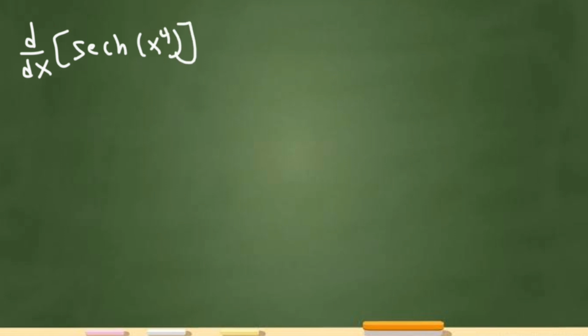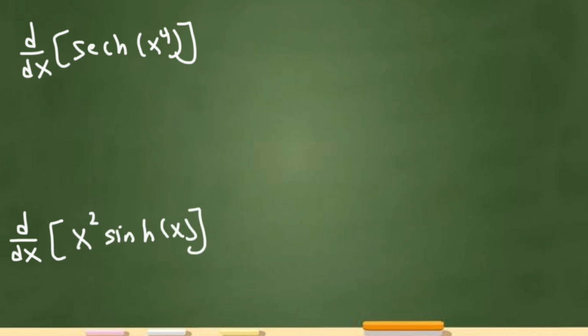Now let's try some more examples. Find the derivative of hyperbolic secant of x to the fourth, and the derivative of x squared hyperbolic sine of x. Try those two examples. The first one, we just have to use the chain rule.